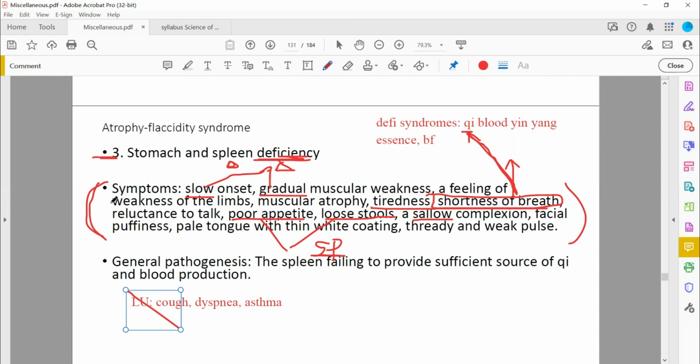And here, weakness of the limb. Yeah, we know. Atrophy, right? Sure, there will be weakness of the limbs, muscle atrophy. But when we talk about the limbs and the muscles, you can still think about which organ? Which organ will you think about? If they emphasize the limbs and muscles, spleen. Still the spleen, right? Spleen is responsible for the limbs and muscles.